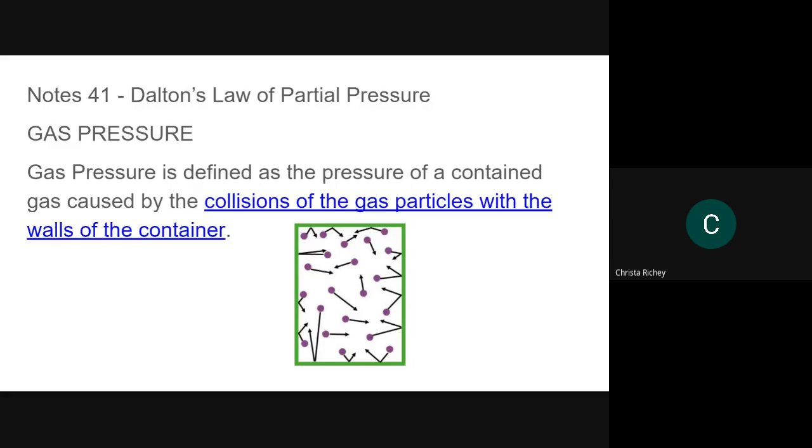This is how hot air balloons work. Have you ever been in a hot air balloon? No. Really? They're very peaceful until they pull the thing.